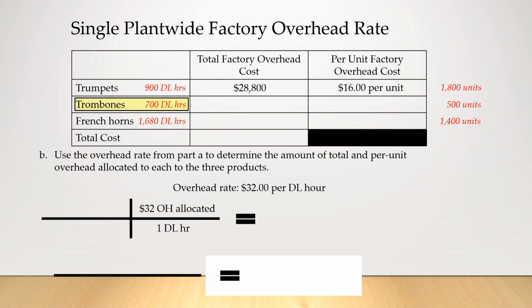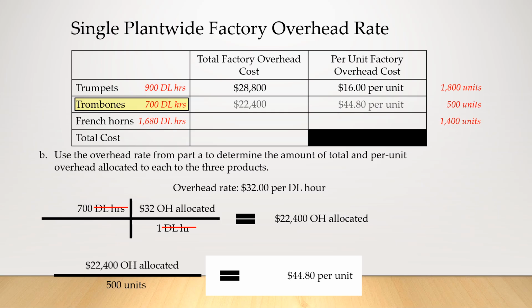We'll repeat these very same calculations for trombones. 700 direct labor hours multiplied by the overhead allocation rate yields $22,400 of overhead allocated. Divide that amount by the 500 trombones produced, and the overhead allocated per unit is $44.80.